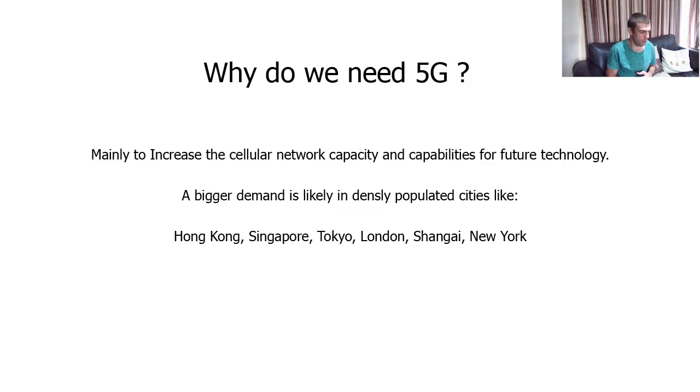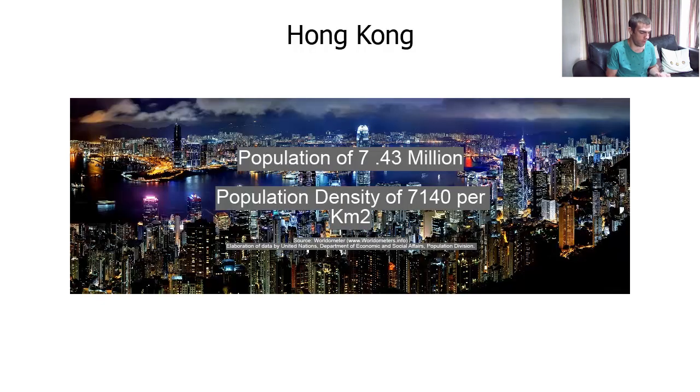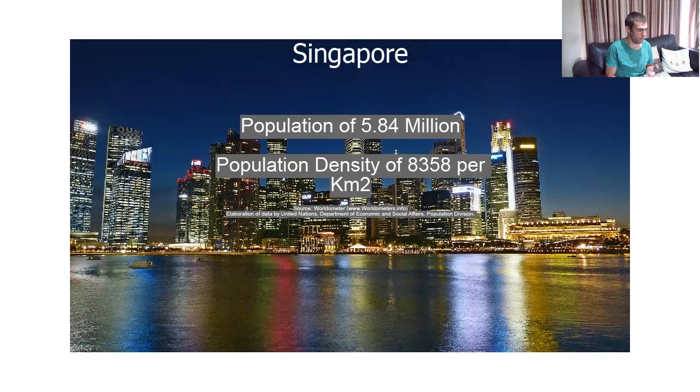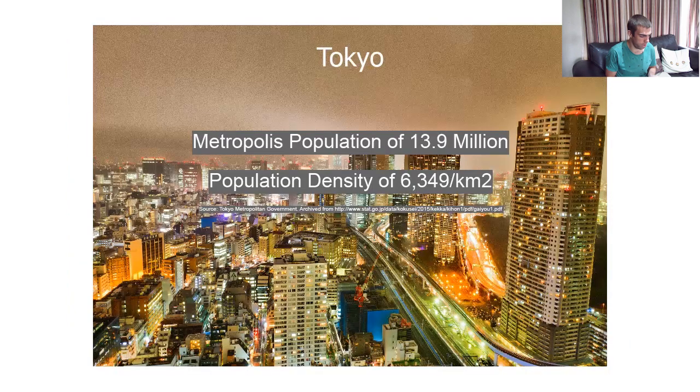Just to put the populations in perspective, you can see Hong Kong has a population of 7.43 million people and a density of 7,140 people. Singapore's got 5.84 million people, a density of 8,358 people per square kilometer. Tokyo, just the metropolis, has a population of 13.9 million. I've read that the wider Tokyo area is close to 37 million people, which is a lot if you think about it. The density there is 6,349 people per square kilometer.